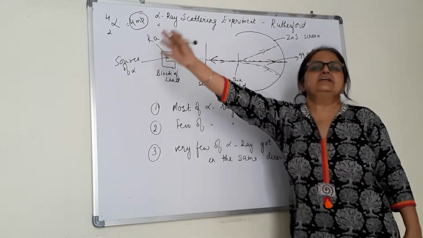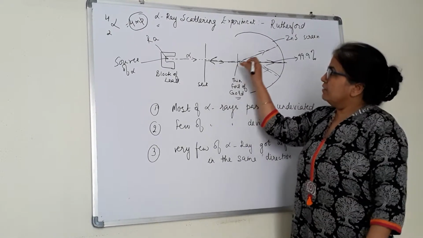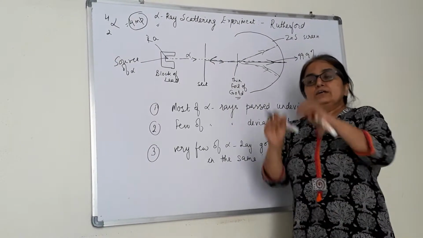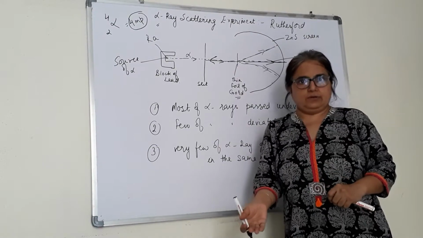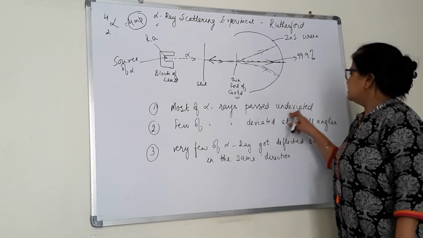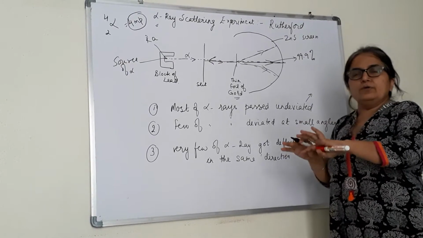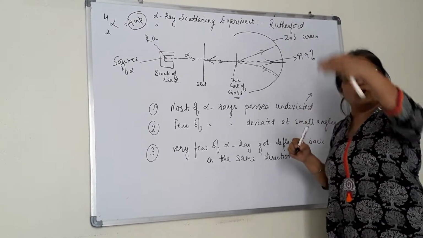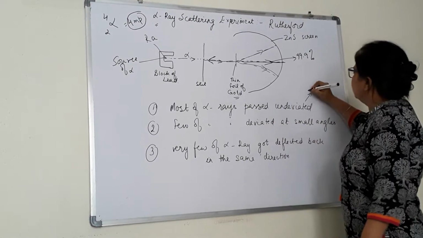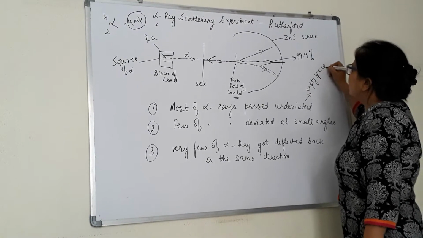99.9% passed undeviated. Few of them got deflected at small angle. And very few of them came back in the same direction. Actually, this led to three conclusions. What were the conclusions that we are discussing? Most of them passed undeviated. That means there must be a lot of empty space. Of course, later we will jot down all the postulates of Rutherford also, but just three major conclusions I am explaining here. There is a lot of empty space in the atom according to Rutherford.